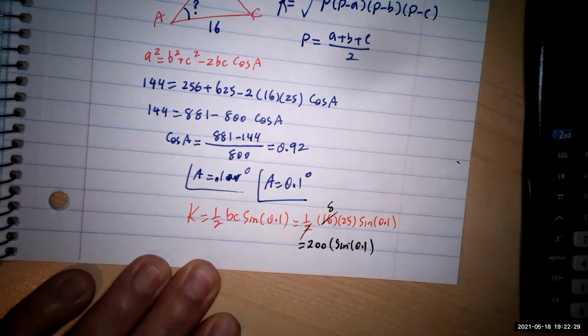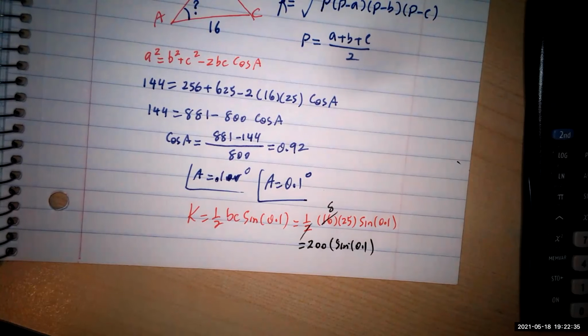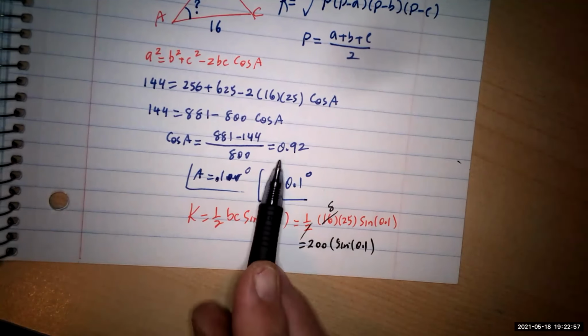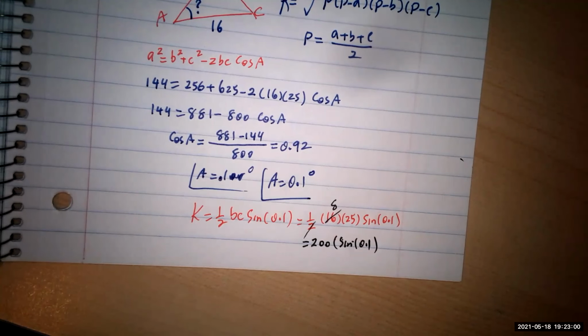Professor, I got 22 degrees on that one, on A. I have 23 in my notes, but why did I get this one? Let's double check. I have 23 over here too, but I don't know why I got 0.1 here. Let's check it again. This number is correct, 0.92. Yes, that's correct.